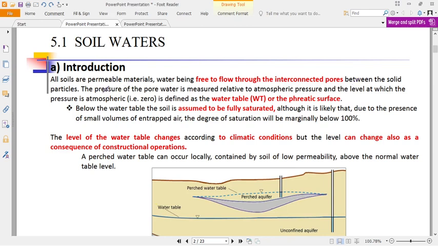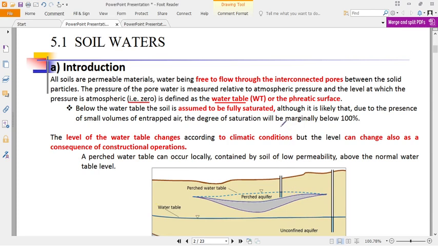Between solid particles, the pressure of water is measured relative to atmospheric pressure, and the level at which the pressure is atmospheric, or zero, is what we shall call the ground water table, or the phreatic surface. Below the water table, the soil is assumed to be fully saturated. That is true, so the pore water can easily flow through the material, remember, as a fluid flows through a pipe.